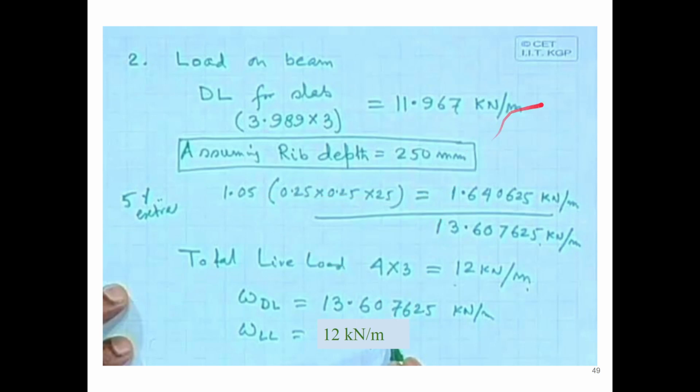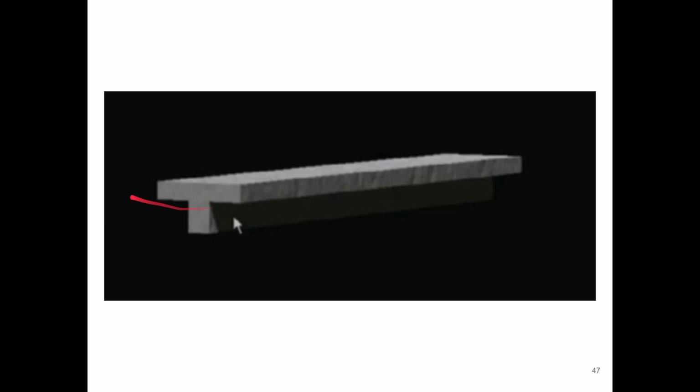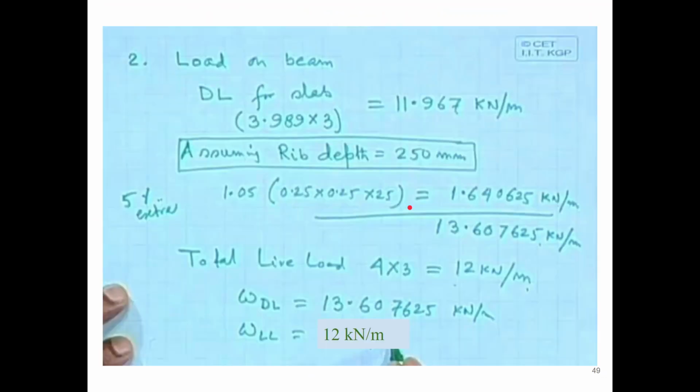So for one beam and the equivalent slab portion, we multiply the dead load of slab by 3, which is 11.967, and the beam is 1.640625. For one particular piece of beam and slab equivalent, the total comes to 13.607625 kilonewton per meter. So that is the dead load.